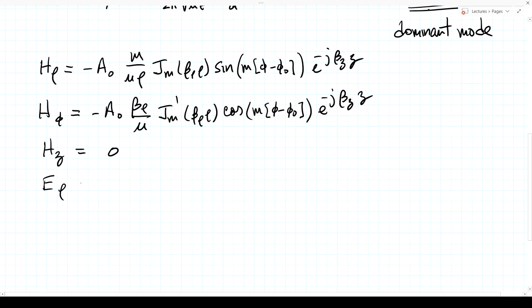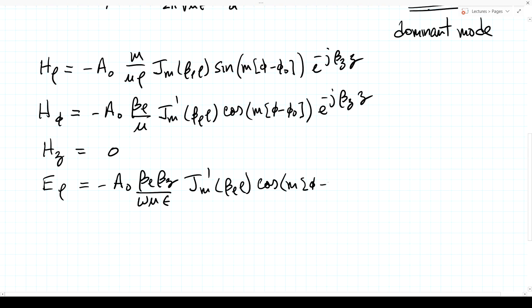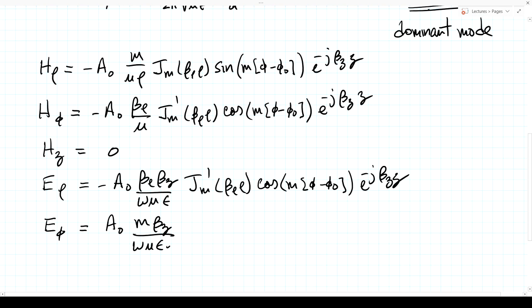And the E components are E rho is minus A0. We have a rho derivative and a z derivative, which brings out the beta z, rho and beta z, over omega mu epsilon, J_M prime because of the rho derivative, (beta rho rho), cosine M phi. And E phi is A0. There's a phi derivative, which brings out an M, and there's a z derivative, which brings out a beta z, over omega mu epsilon rho, J_M(beta rho rho). Phi derivative, so we get a sine.